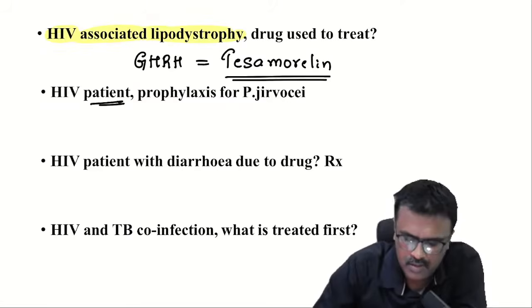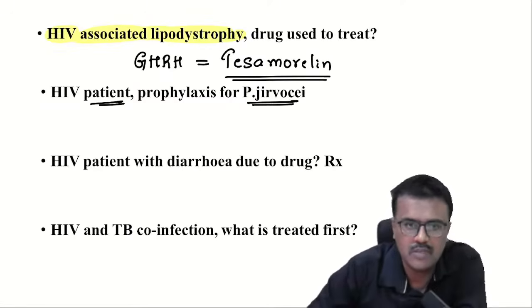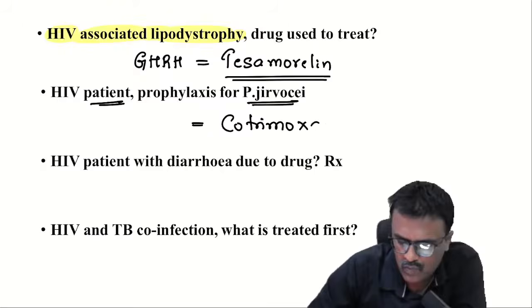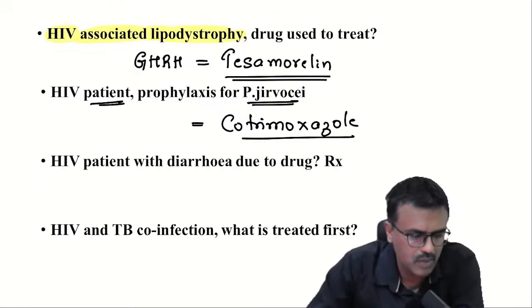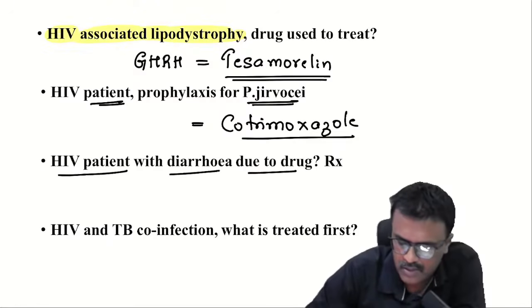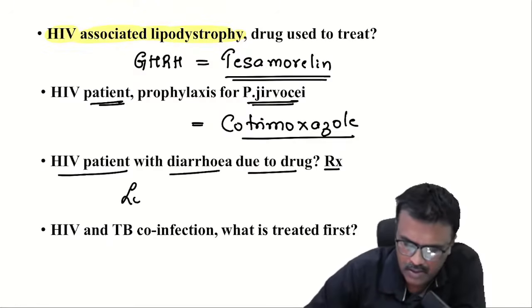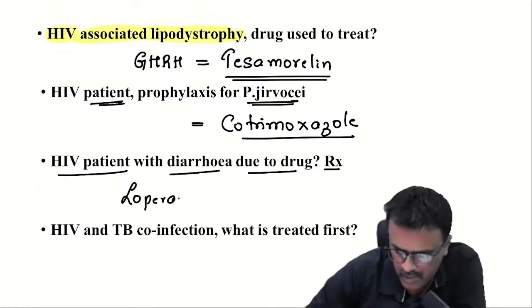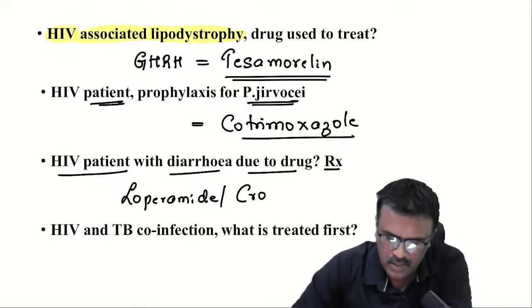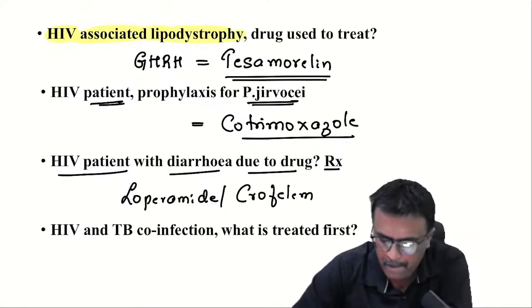HIV patient, you have to give prophylaxis for Pneumocystis jirovecii. Then the drug that I use is cotrimoxazole. HIV patient with diarrhea due to drug treatment, I can give either loperamide or a new drug which we discussed yesterday, a chloride channel inhibitor called crofelemer.